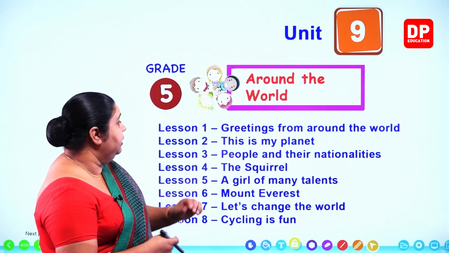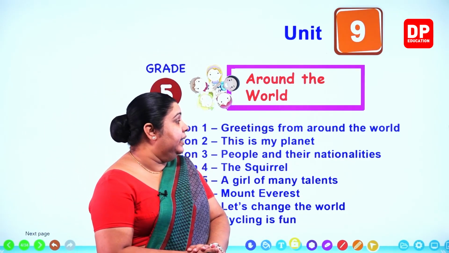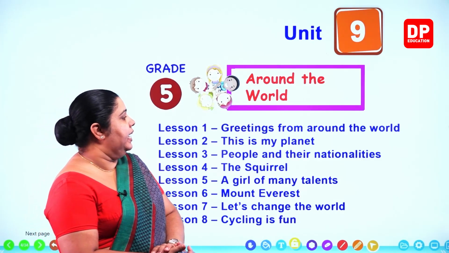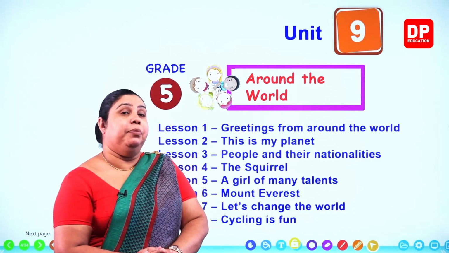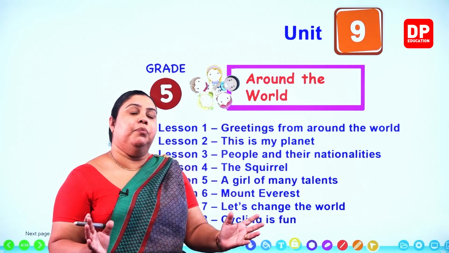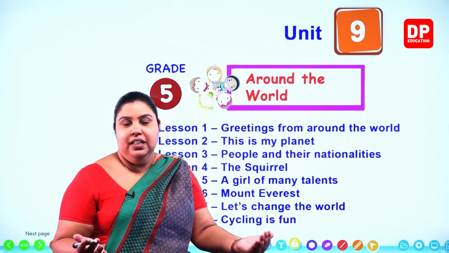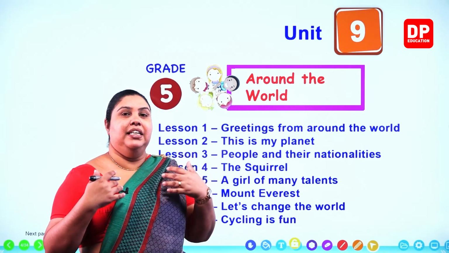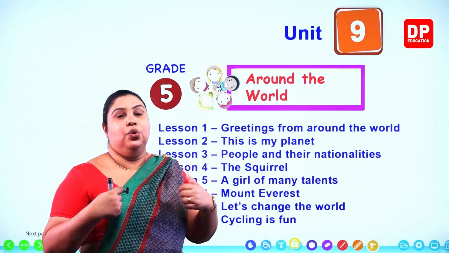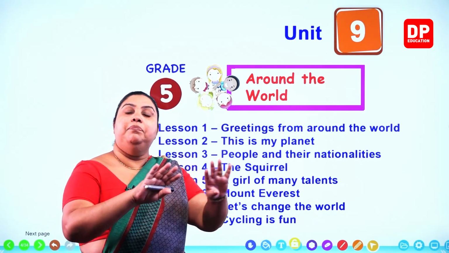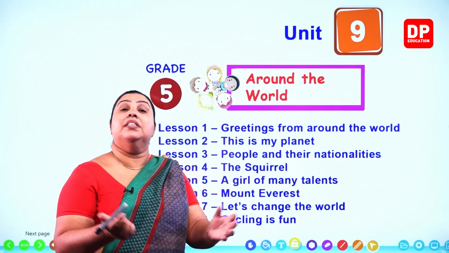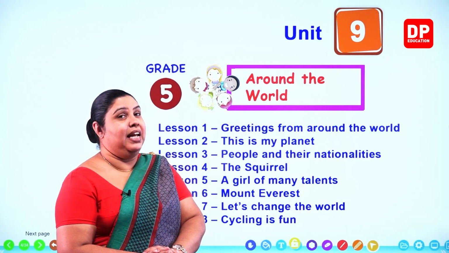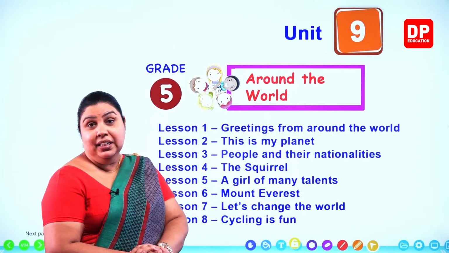Then lesson number 3, people and their nationalities. ඒ කියන්නේ පුතේ දැන් අපි ශ්‍රී ලංකා අපි ජීවත් වෙන රට මොකද්ද? ශ්‍රී ලංකාව. And we are called Sri Lankans. Our nationalities, we are Sri Lankans. So like that, other people around the world have different nationalities. So we are going to concentrate on people and their nationalities in our lesson number 3.